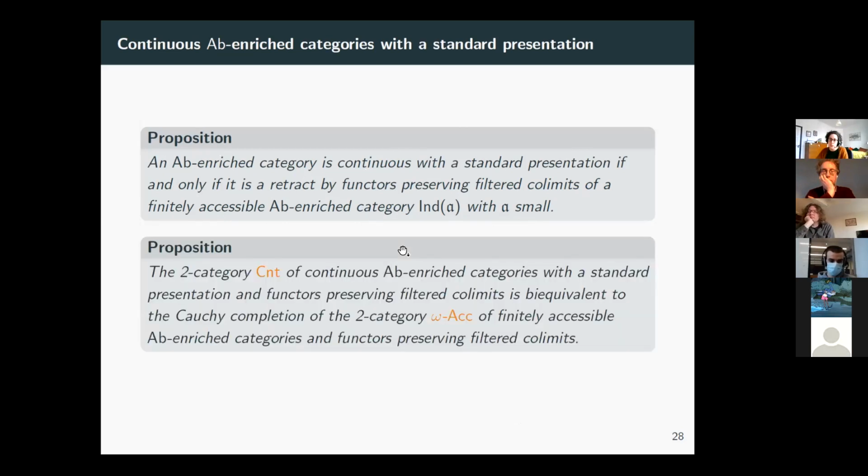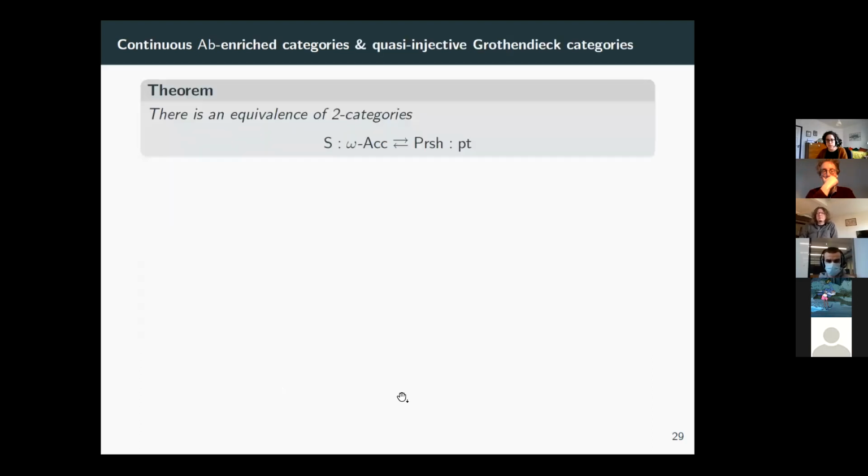And so if we take this as before, we can interpret it this way. The 2-category of continuous up-enriched categories with a standard presentation, the functors being filtered colimit preserving, is just the Cauchy completion of the 2-category of finitely accessible categories with filtered colimit preserving functors. So we have again a characterization of continuous categories in terms of retracts, a Cauchy completion of a certain nice category.